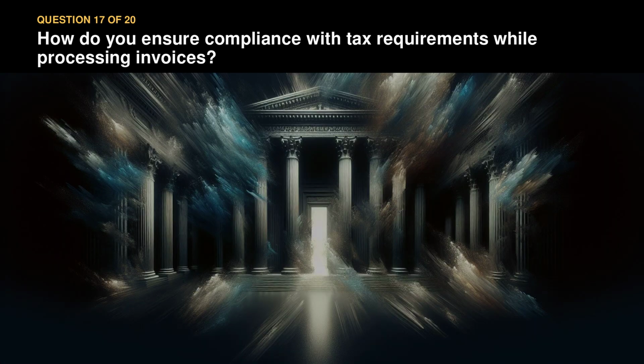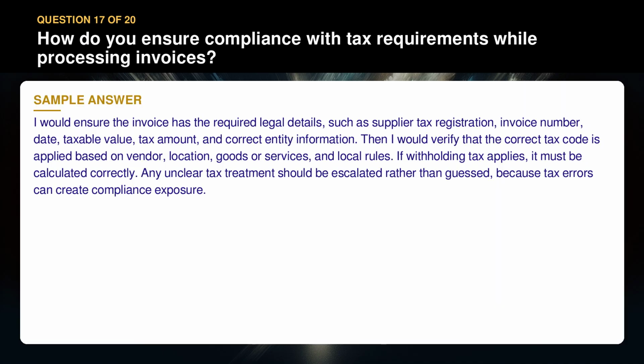Question 17. How do you ensure compliance with tax requirements while processing invoices? I would ensure the invoice has the required legal details, such as supplier tax registration, invoice number, date, taxable value, tax amount, and correct entity information. Then I would verify that the correct tax code is applied based on vendor, location, goods or services, and local rules. If withholding tax applies, it must be calculated correctly.